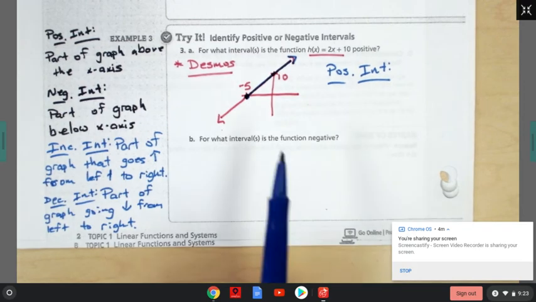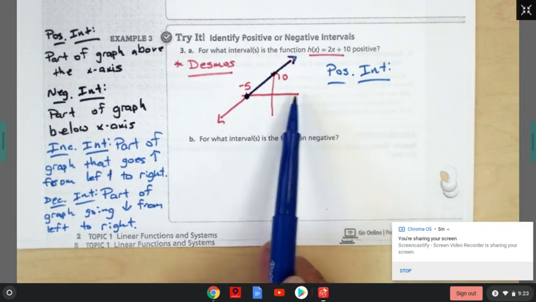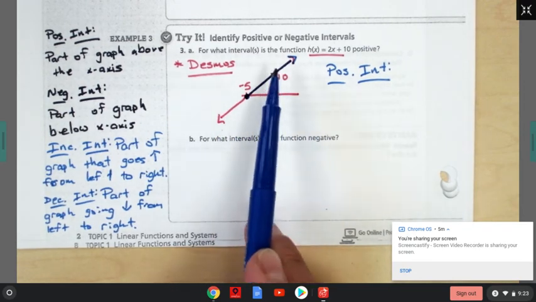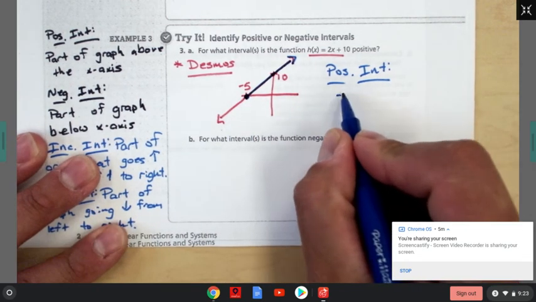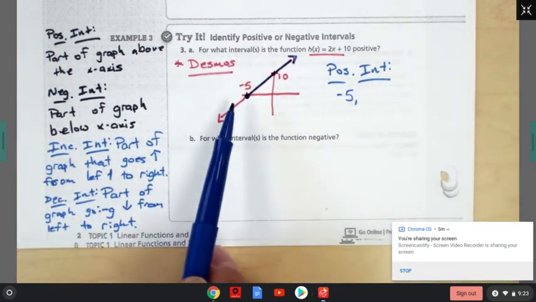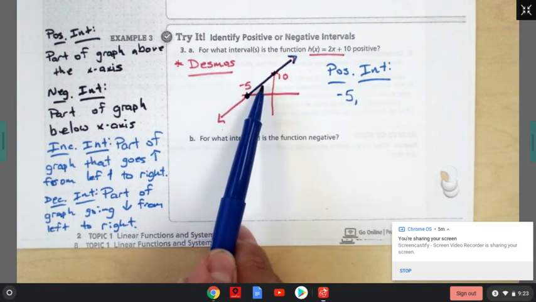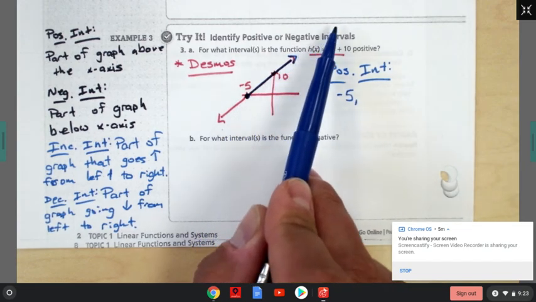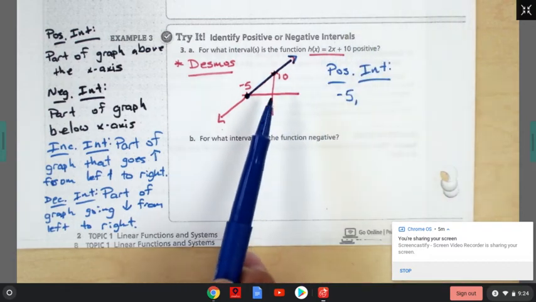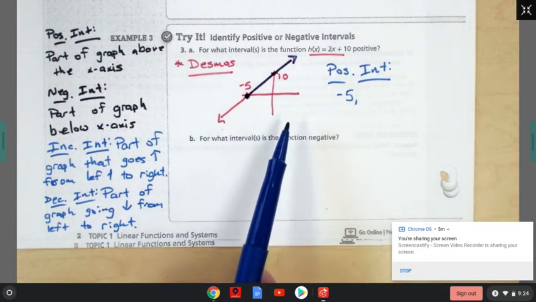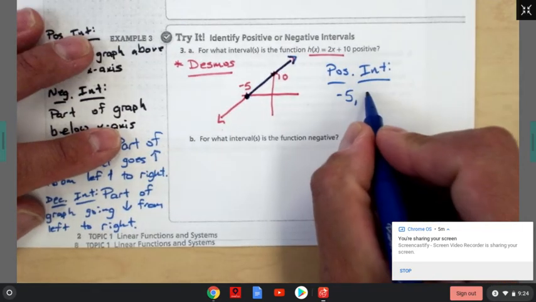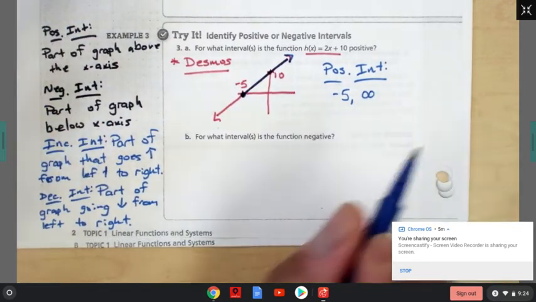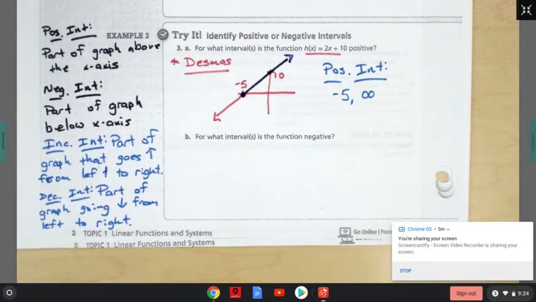So this value, we always use the x values. We never worry about the y values, okay, in this case. So at negative 5 is where it starts, and then it keeps going positive. It's positive forever, right? It's never going to stop. It stays positive. It never gets below this line on this side of the graph. So if it keeps going forever, we call that infinity. Okay, so from -5 to infinity.